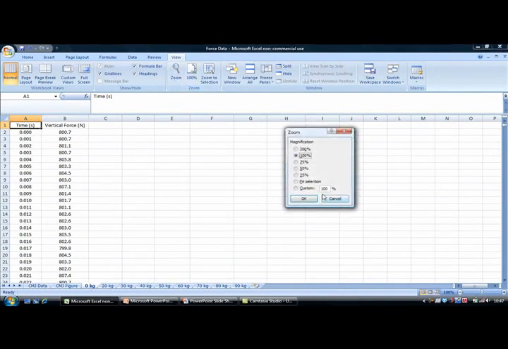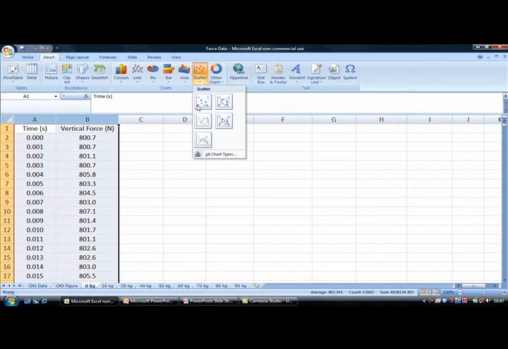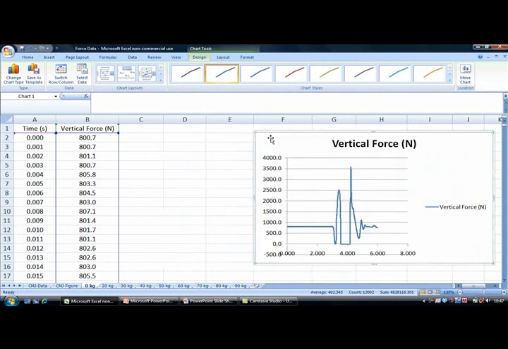I'll just zoom in a bit so it's easier to see if you're watching this on a small screen. So we've got time and we've got force. First thing I'll do is just plot a force graph just so you can see an example of what this looks like. So fairly similar to our counter movement jump. Obviously this is a jump squat with no load, so essentially the same activity.